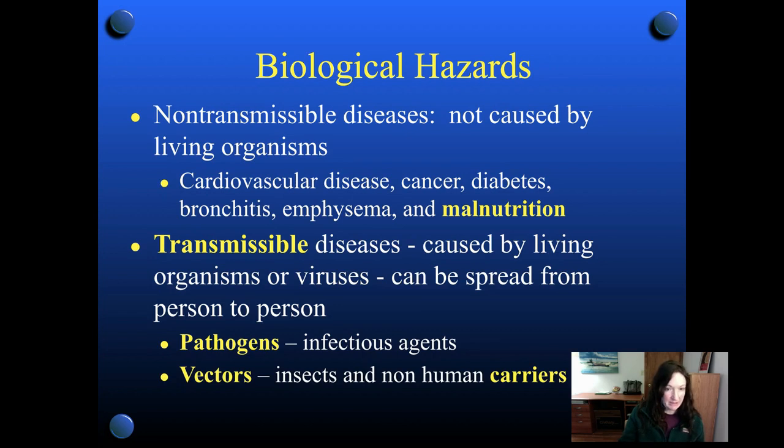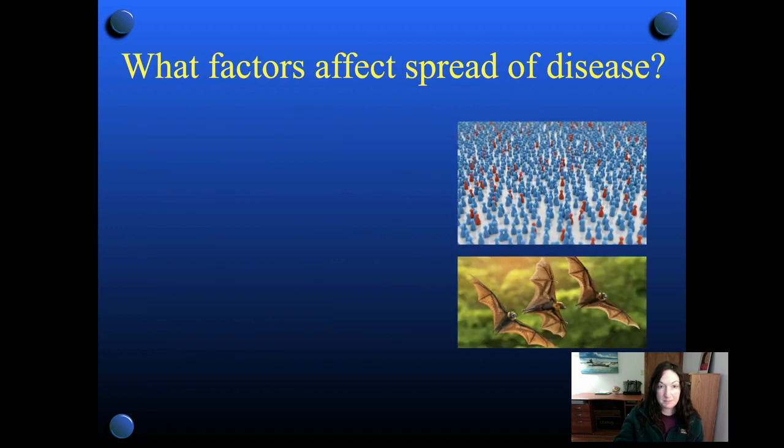The vector is another term that you need to know. A vector is just an insect or a non human carrier of disease. A mosquito is a very famous vector. You also hear about bats being another vector, at least in the case of the coronavirus. But there's lots of different vectors out there that carry a disease from one organism to another. And those carriers may or may not be affected by that pathogen. It's just when they get it into a host that the pathogen causes problems.